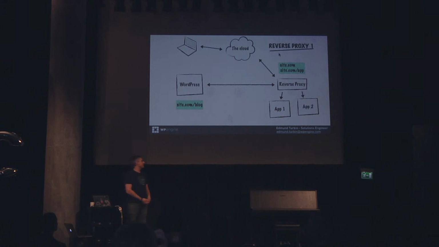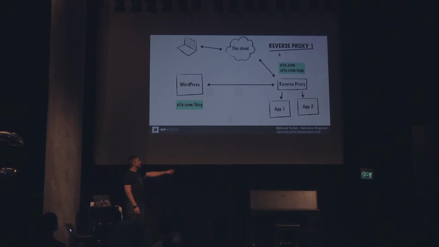So this is the typical, the most common reverse proxy scenario that I see. A user makes a request. The request goes from the cloud to the proxy. Let's say it's site.com. Site.com goes to the application. Site.com/app also goes to the application. But site.com/blog will go to WordPress.